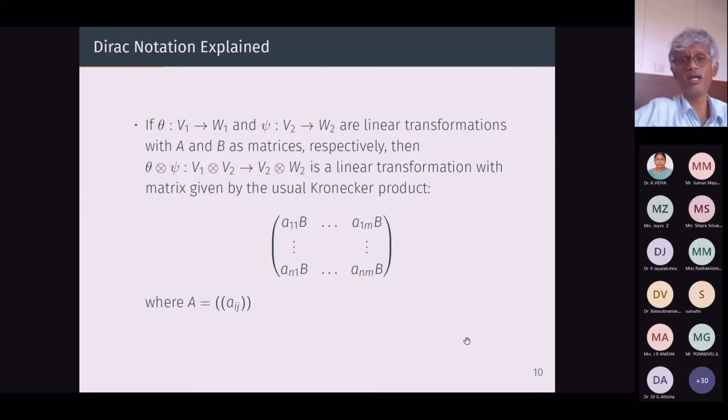Then we know how to compute the Kronecker product, or theta tensor psi, which will be a linear transformation from V1 tensor V2 to W1 tensor W2. Sorry, I wrote that badly: it is V1 tensor V2 to W1 tensor W2. This is obtained using the usual Kronecker product. So if you have A equal to a11 up to a1m, up to an1 up to anm, it is given as a block matrix. I don't think I'll read it out: a11 B up to a1m B, and so on, an1 B up to anm B. So this is given in that block form.